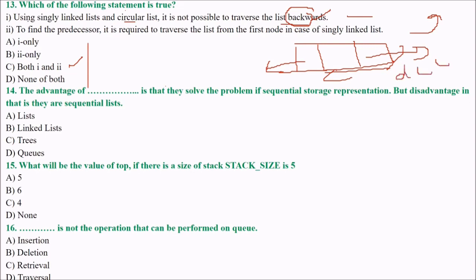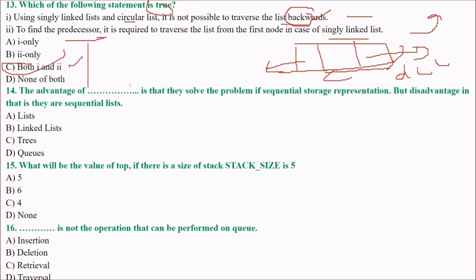Doubly linked list. Okay. The next one is, to find the predecessor, it is required to traverse the list from the first node in case of a singly linked list. Is it correct? Yes, this is absolutely correct. So the answer is both 1 and 2. They both are true. There is no other option.